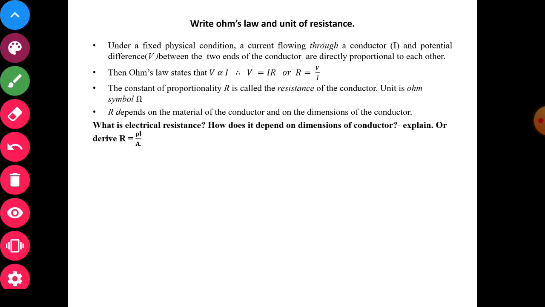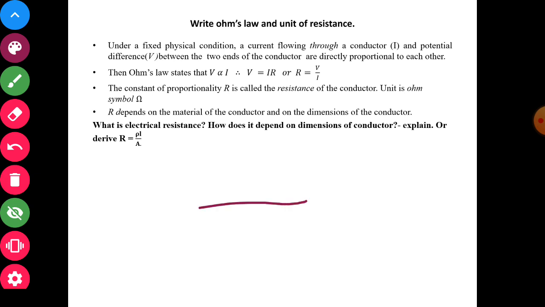Here the question is: what is electrical resistance? How does it depend on the dimensions of the conductor? Explain. Or it can be asked, derive R is equal to rho L upon A. This is a new symbol, rho, which is known as the resistivity or specific resistance of the given material.